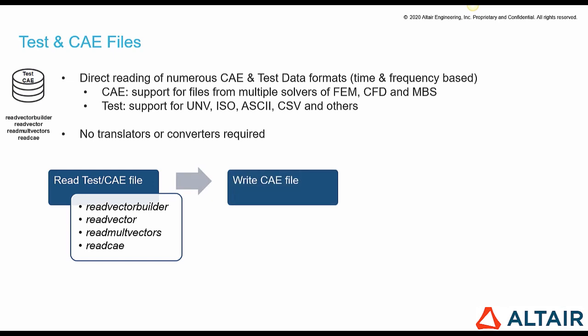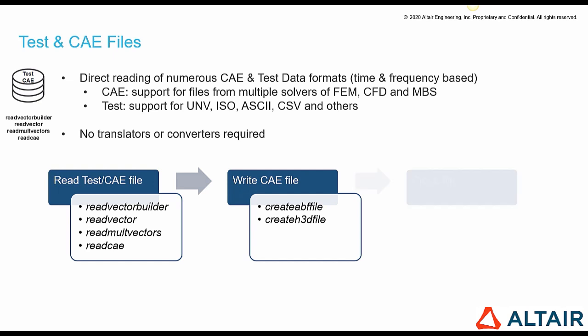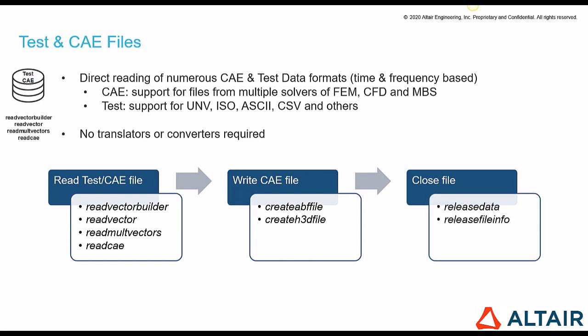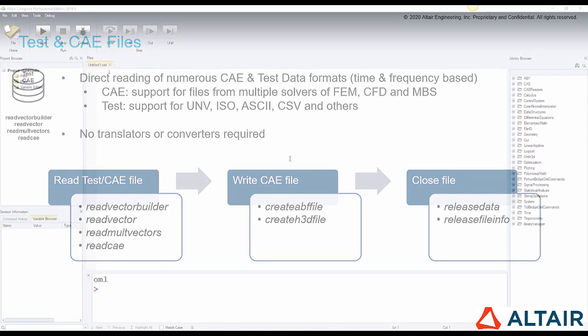It's also possible to write a new CAE file using the create ABF file function, which creates an Altair binary format file, where ABF stands for Altair binary format, and create H3D file, which is the main standard used by Altair within its finite element solvers. And as a good practice, close the file using release data to release from memory only what's been read, and release file info to release from memory the file as a whole. Let's discover more details about the ways to read test and CAE files.